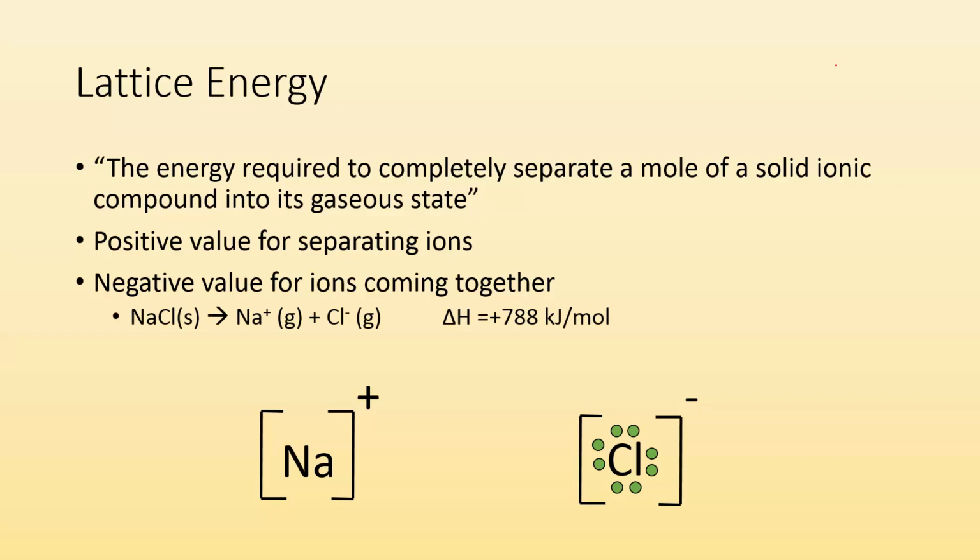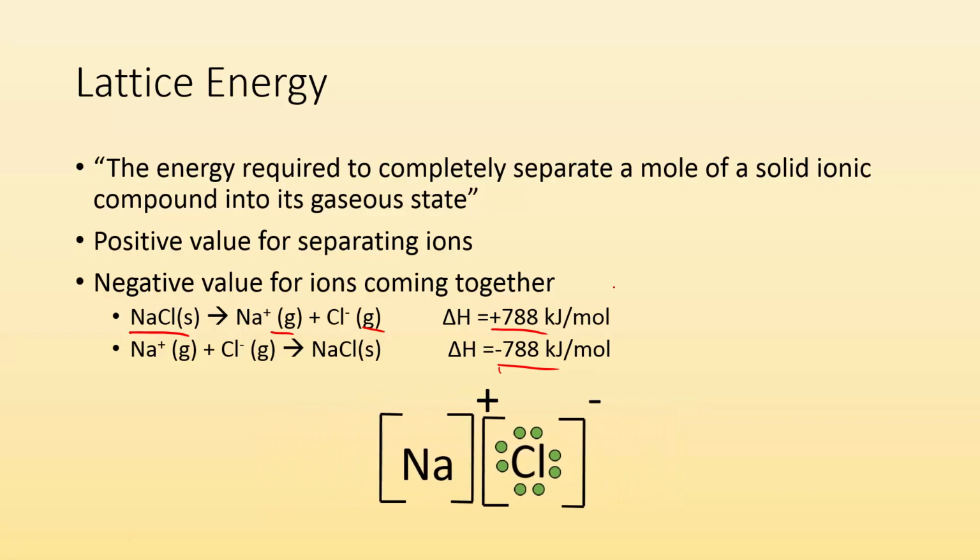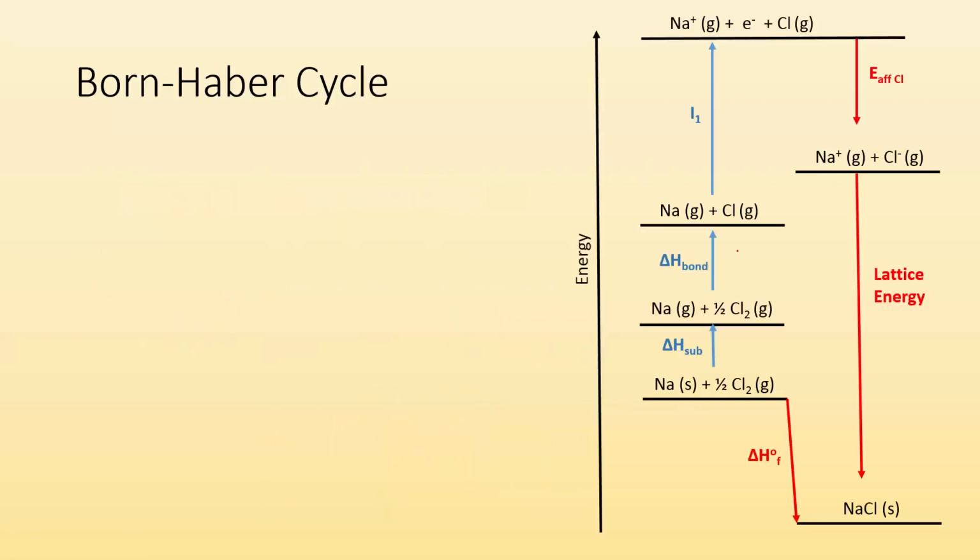All right, so for sodium chloride, the lattice energy is positive 788 kilojoules per mole. So if we wanted to separate the sodium chloride solid into the gaseous ions, we'd have to invest 788 kilojoules per mole. Which means the opposite way, starting with the gaseous ions and then coming together to form a solid, is going to be the same magnitude but opposite sign. It's going to be an exothermic process going the other way. So coming together means you're giving off energy.